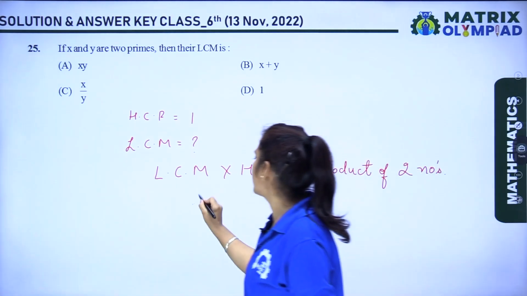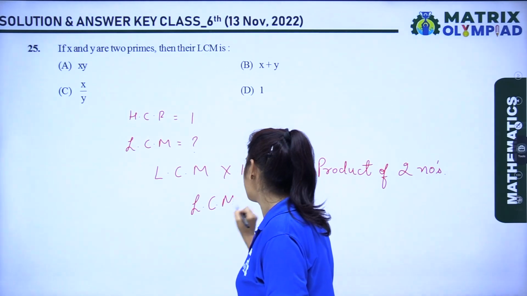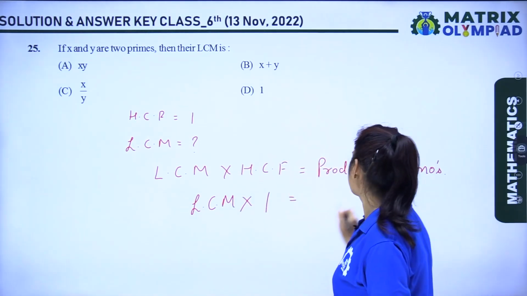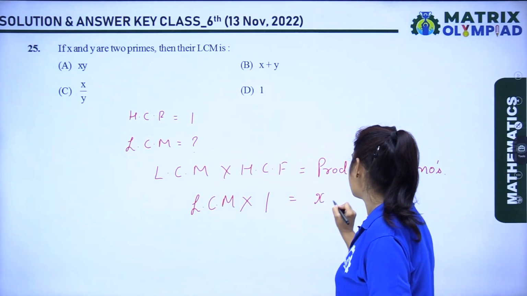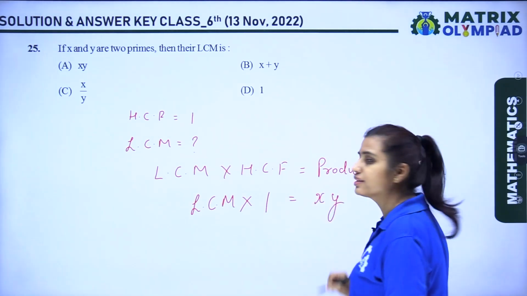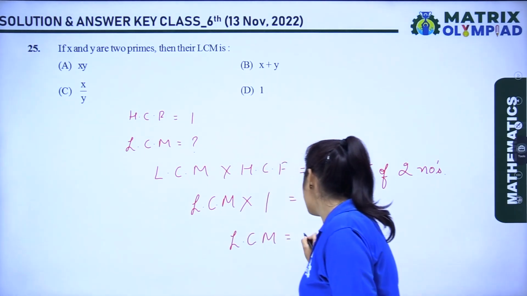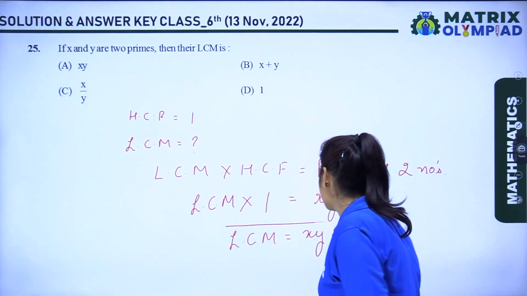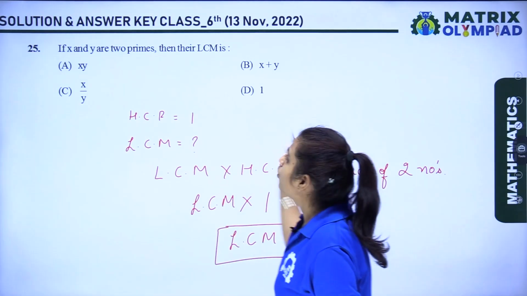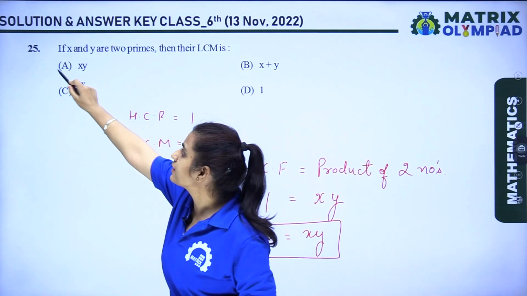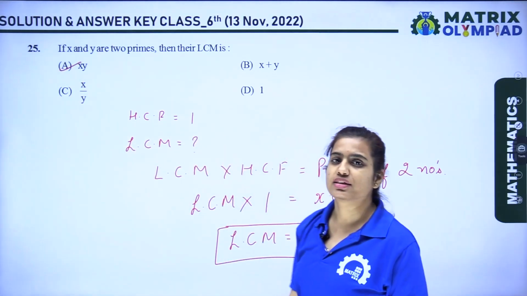So here we have to find out the LCM. HCF of two numbers is 1. Product of two numbers is x multiplied by y, that is xy. Now LCM is equal to xy. Now from the options we can say that option A is the correct answer.